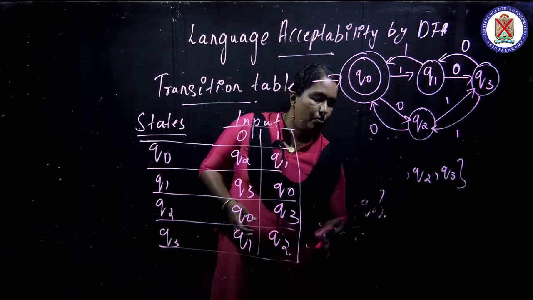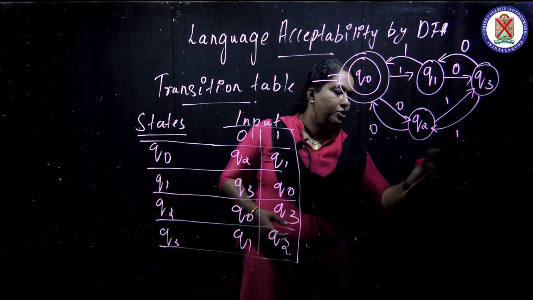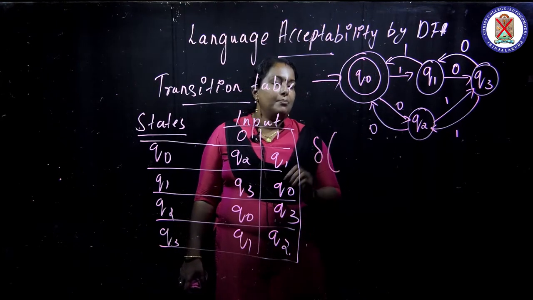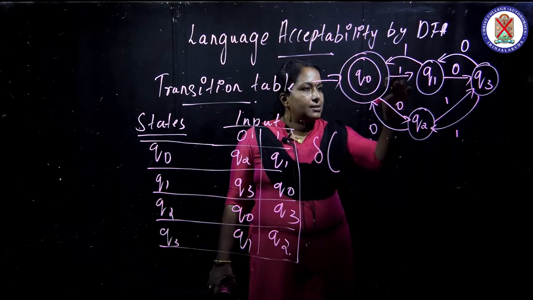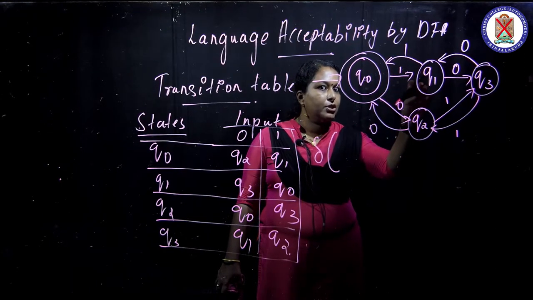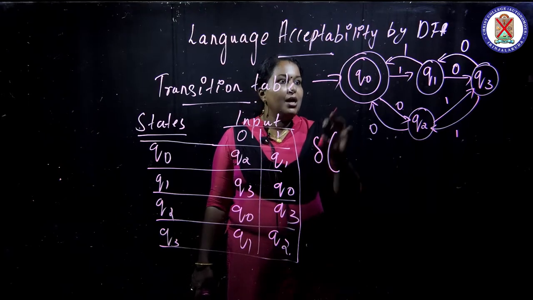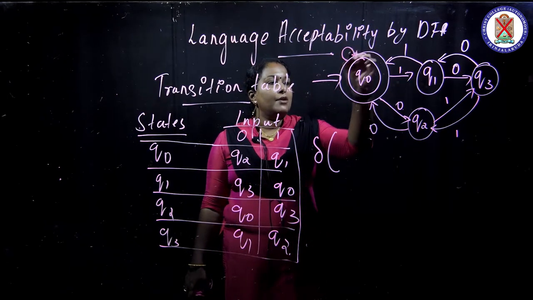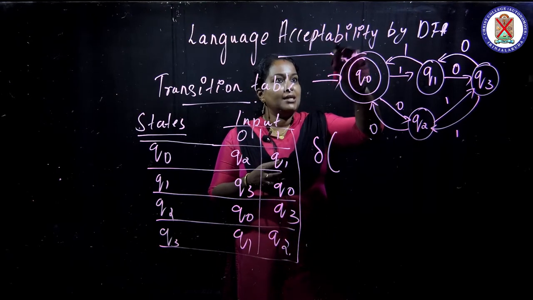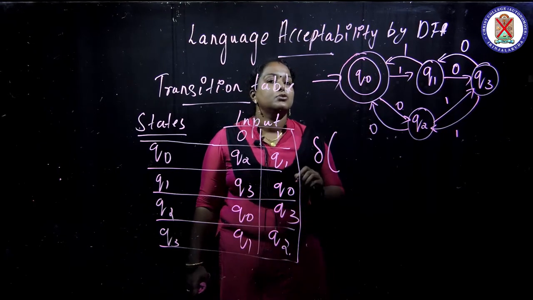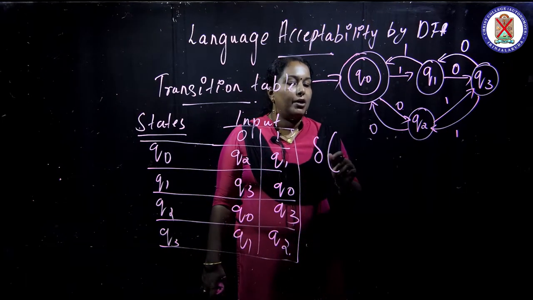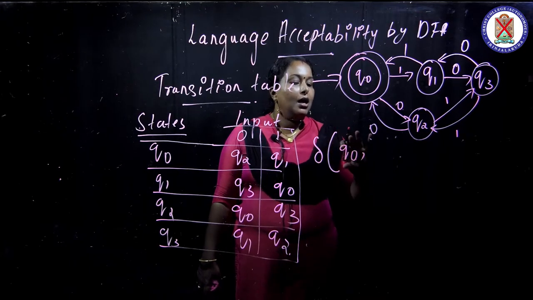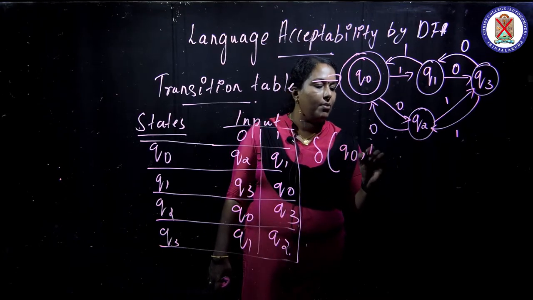Now we move to our question of whether 110101 is accepted by the DFA. For a DFA we write delta. Delta means transition. When Q0 on accepting 1 goes to Q1, that transition is represented by delta. Delta means transition from one state to another, for example a self loop from Q0 to Q0 itself. On accepting any input, the move is represented by delta. In delta, as the parameters, first we write the starting state, comma, then the input we are having.